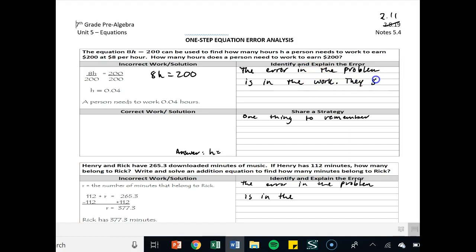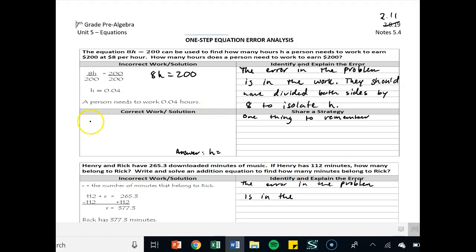They should have divided both sides by 8 to isolate h, the variable, right? Okay, so that's where we're going to identify and explain the error.